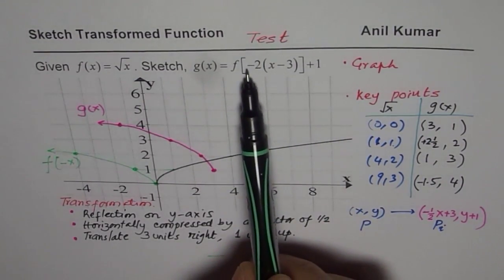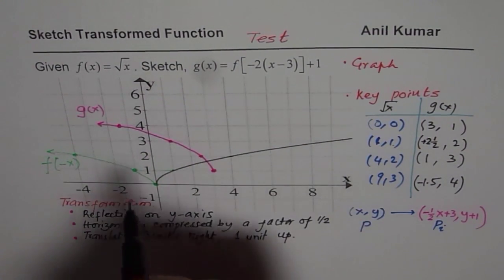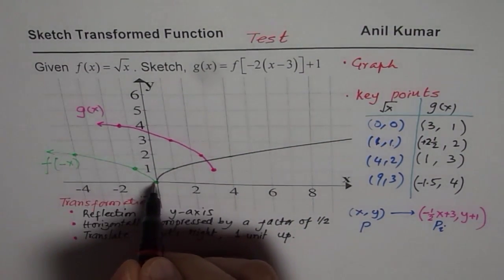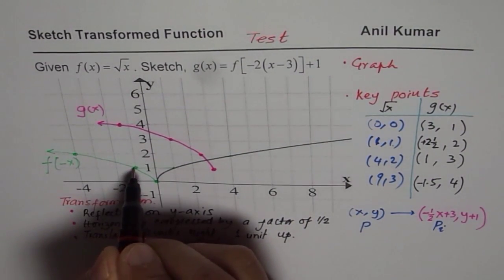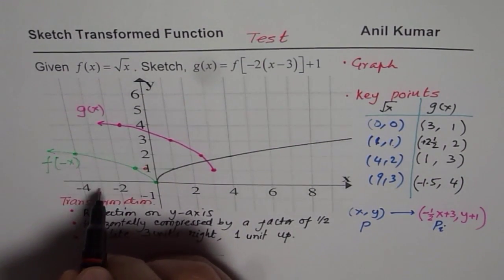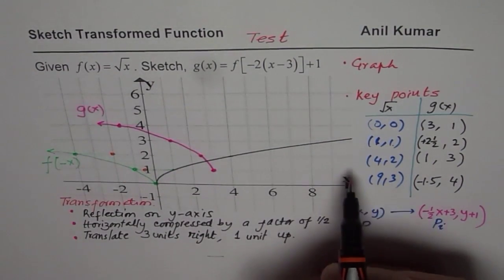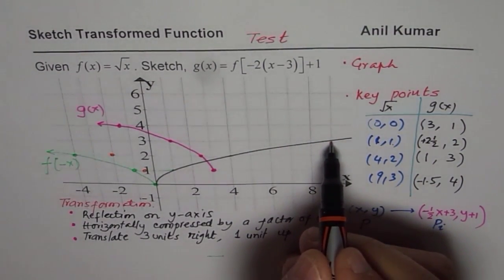Now we will do half of that. That is, the function gets horizontally compressed by a factor of half. That really means all these points, x values, will be multiplied by half. So they will come half the way, kind of like this. So this is minus 4, it moves to that point. And the point which should have been at 9 will move to minus 4.5.